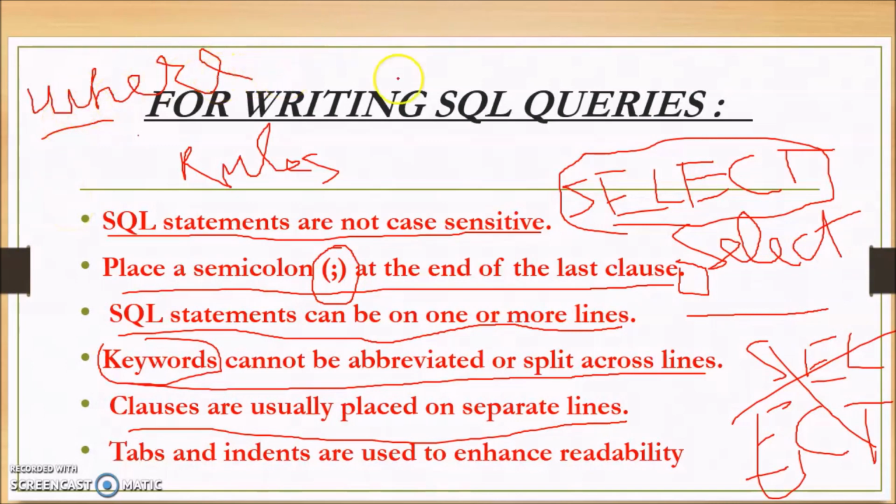That is, whatever query you are writing in the first line, in the next line you can write this thing. So we would see this thing afterwards. Next is tabs and indents are used to enhance readability. The basic use of tabs, indentation or spacing is that they should be used so that it makes your content and your query readable. There shouldn't be a mess. We want it to be readable, so that any general user can easily understand, so that's why we should place the tabs and indents.